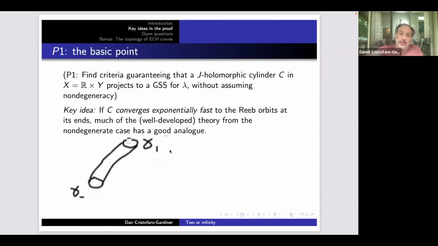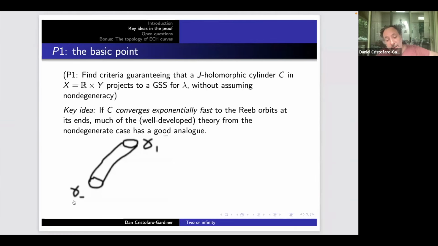What gamma minus and gamma 1 are, these are Reeb orbits. And so, like I said, again, the whole thing is sitting in R cross Y. So let's take, say, the negative end, the gamma minus. When I draw a picture like this, that's saying that as I go off to negative infinity, the cylinder is actually converging to gamma minus.